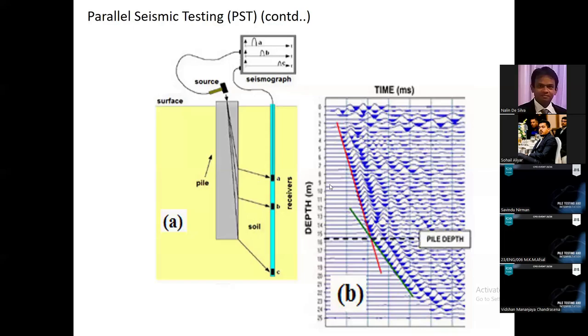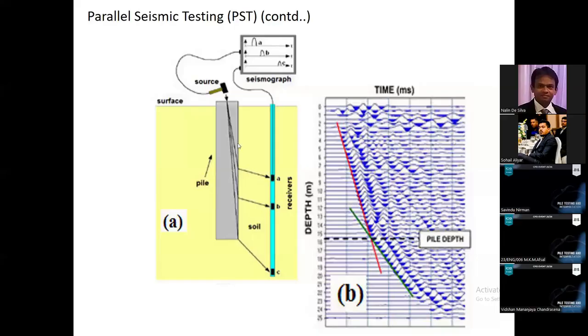The seismograph will detect the arrival time, and when you move the receiver to the bottom of the borehole, you will detect an increase in the arrival time, because the wave travels along a longer path, right? So you can see a gradual increase in the arrival time like this, and if there is a defect, you will see a loss of signal somewhere in between. So this response actually indicates a defect-free pile.